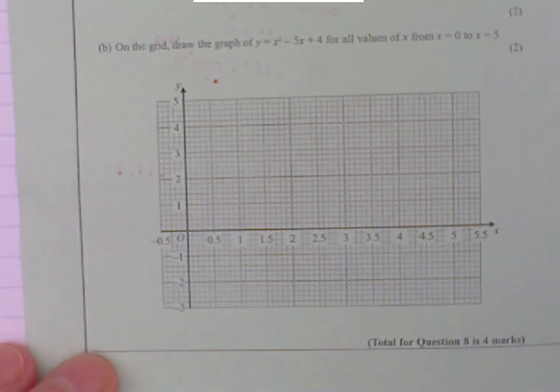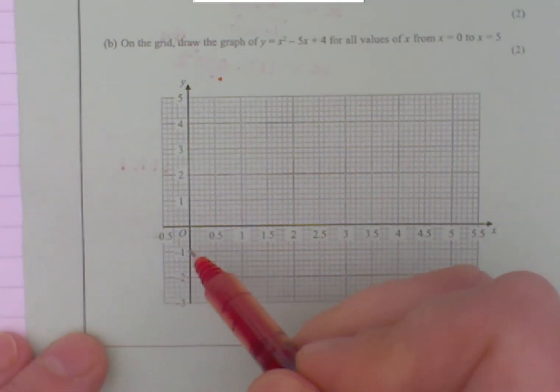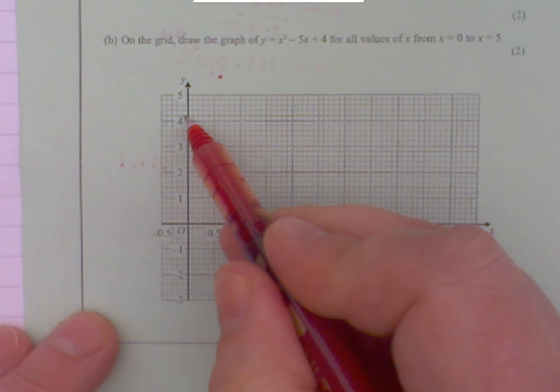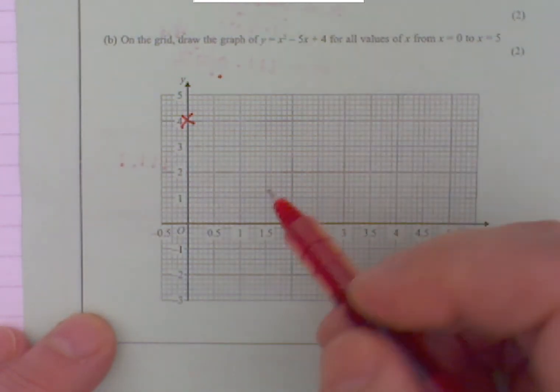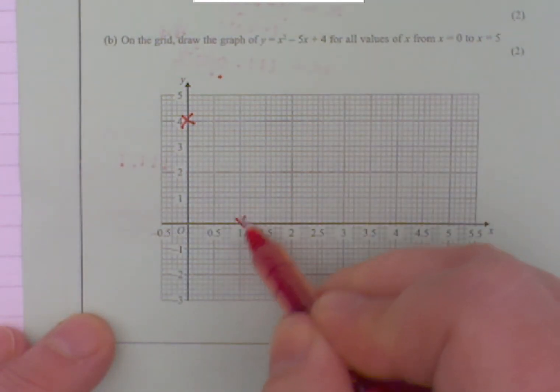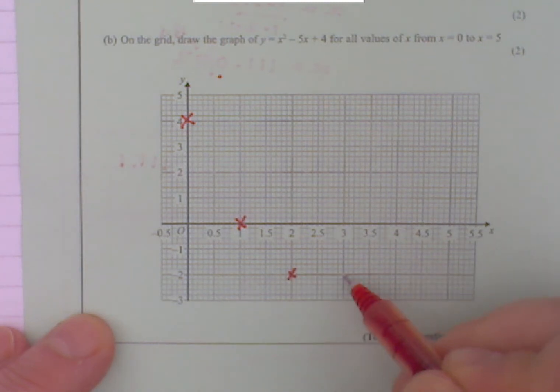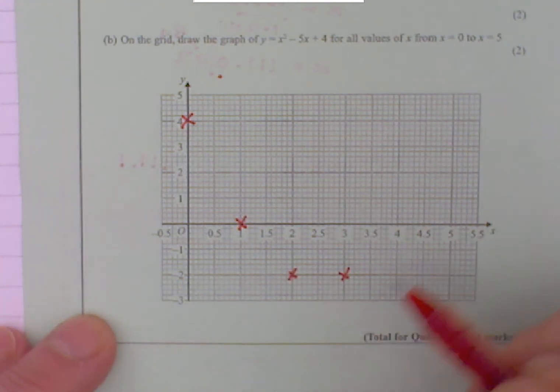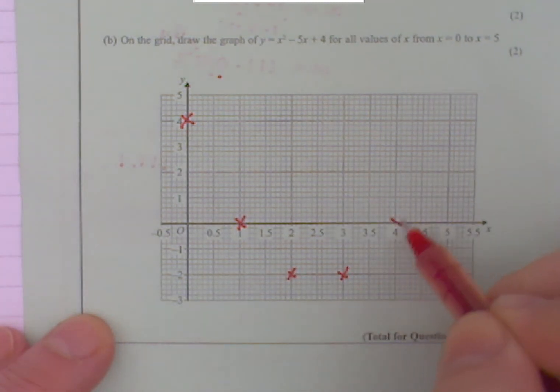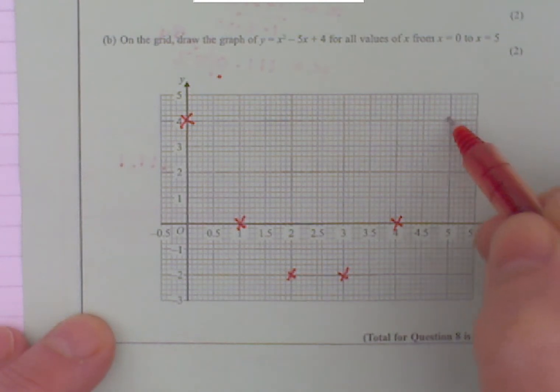So 0, 4 is here, 4 will be there. 1, 0 is here. 2, minus 2 is here. 3, minus 2 is here. And 4, 0 is here. And 5, 4 is here.